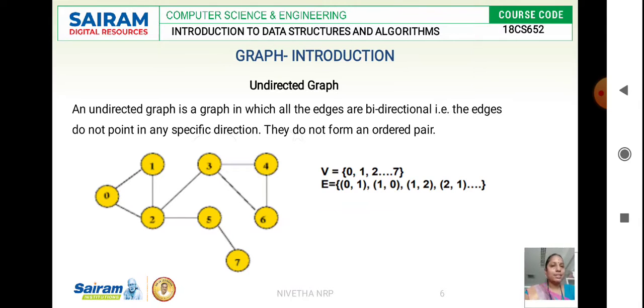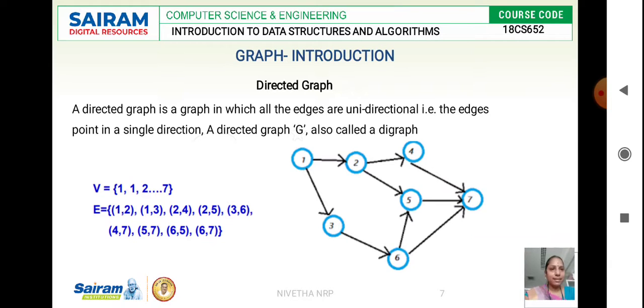So what are the vertices we have in this graph? 0, 1, 2, 3, 4, 5, 6, 7 are the vertices. And the edges we have are 0-1, 1-0, 1-2, 2-1, 3-4, 4-3, 4-6, 6-4, 3-6, 6-3, 5-7 and 7-5. These are all the edges given in this undirected graph.